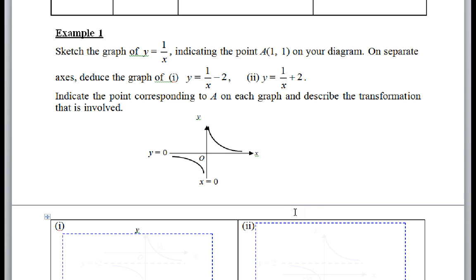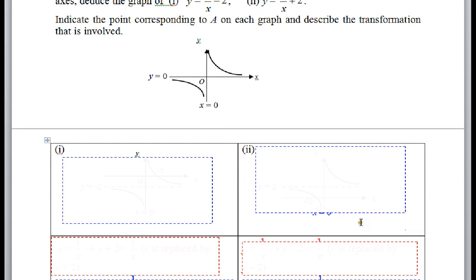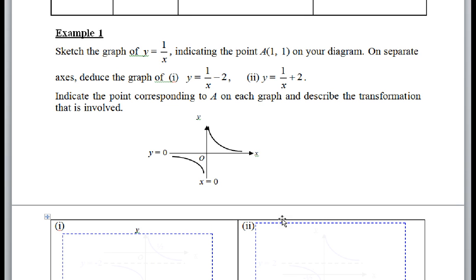So, suppose we have sketched y equals f(x) and (1, 1) is A. Of course, we all know where A is.